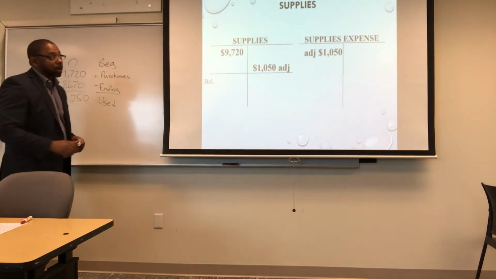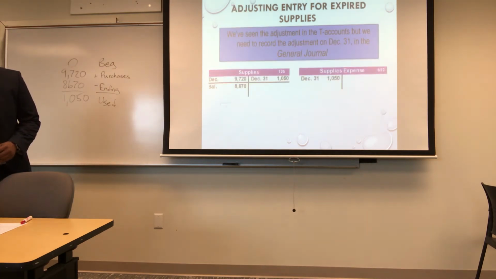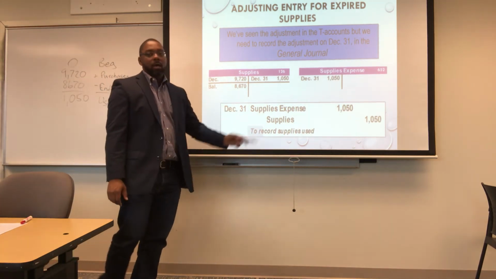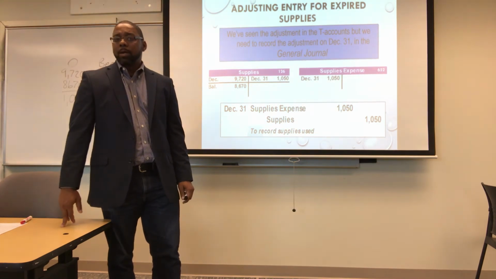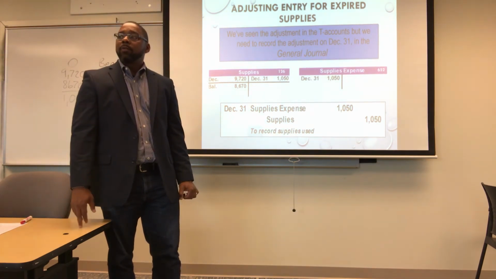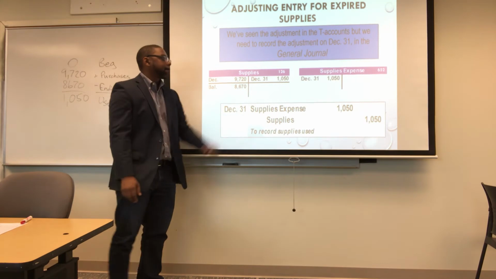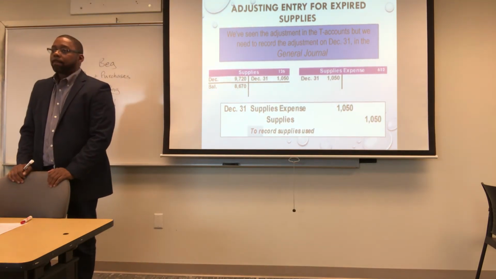So how are we going to adjust the supplies account? We're going to debit the supplies expense and credit the supplies account. Supplies account is what type of account? Asset. So if we have it as a credit, it means that the asset did what? Increase or decrease? Decrease. There we go. We decreased the account. Everyone with me? This is how we do supplies.